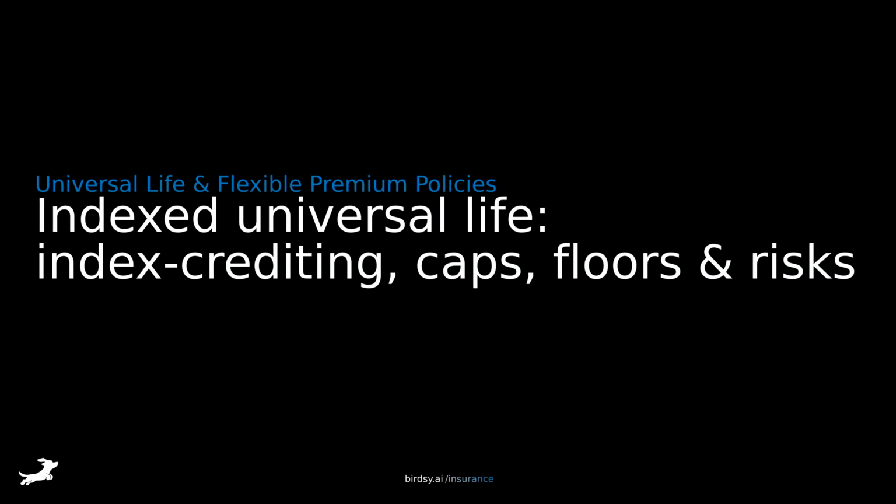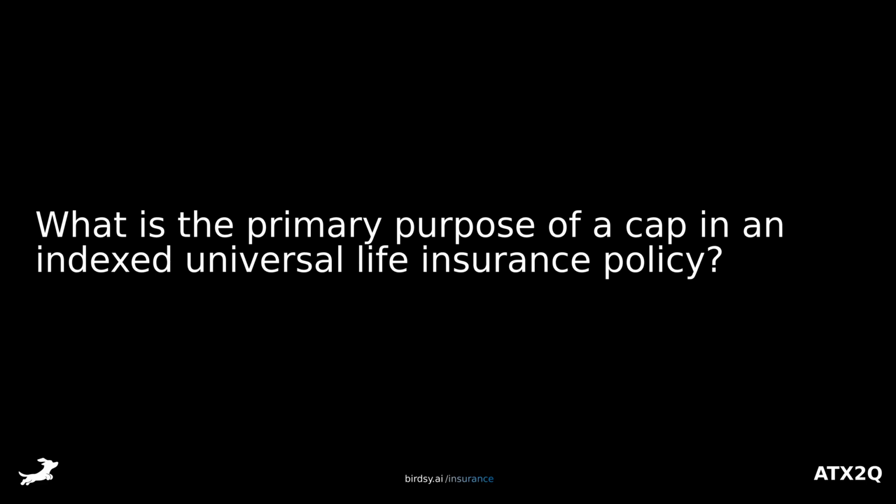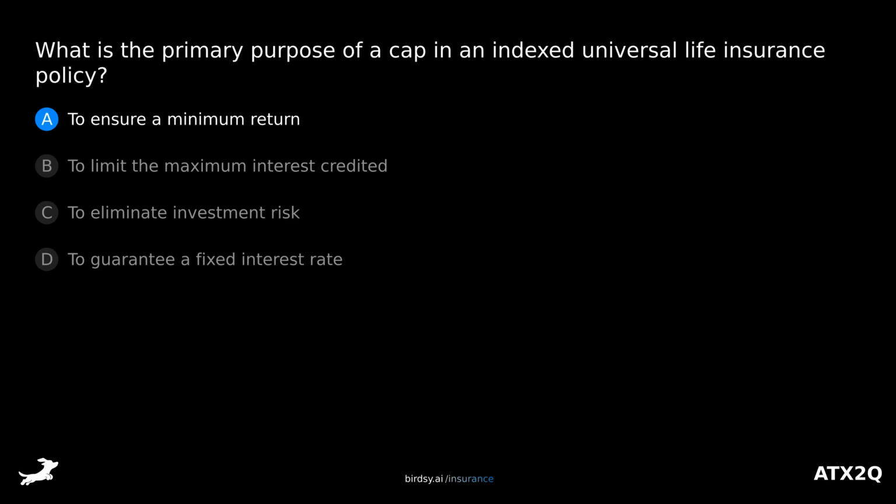Indexed universal life, index crediting, caps, floors, and risks. What is the primary purpose of a cap in an indexed universal life insurance policy? Is it A, to ensure a minimum return, B, to limit the maximum interest credited, C, to eliminate investment risk, or D, to guarantee a fixed interest rate? The answer is B, to limit the maximum interest credited.